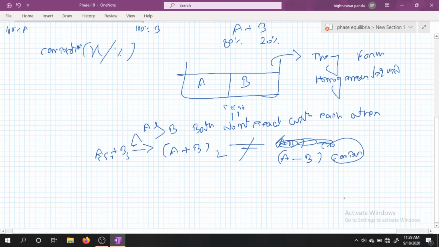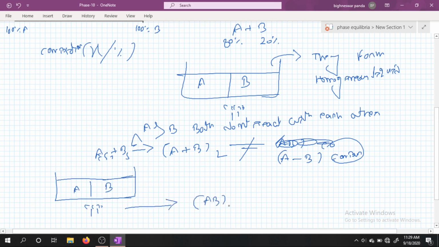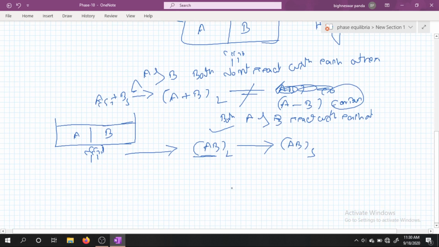But now we are going to discuss another topic. What happens here? You have to consider A and B, and upon heating they form AB liquid, and upon cooling they form AB solid. Upon heating they form AB liquid, that is, both A and B react with each other, so they can form AB liquid, and upon cooling they will form AB solid. So this is just like our eutectic point.